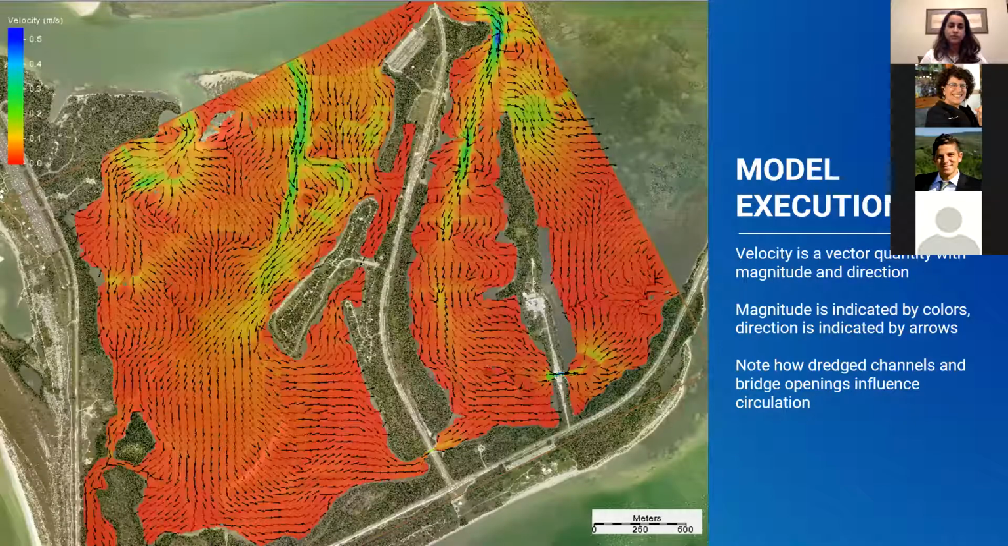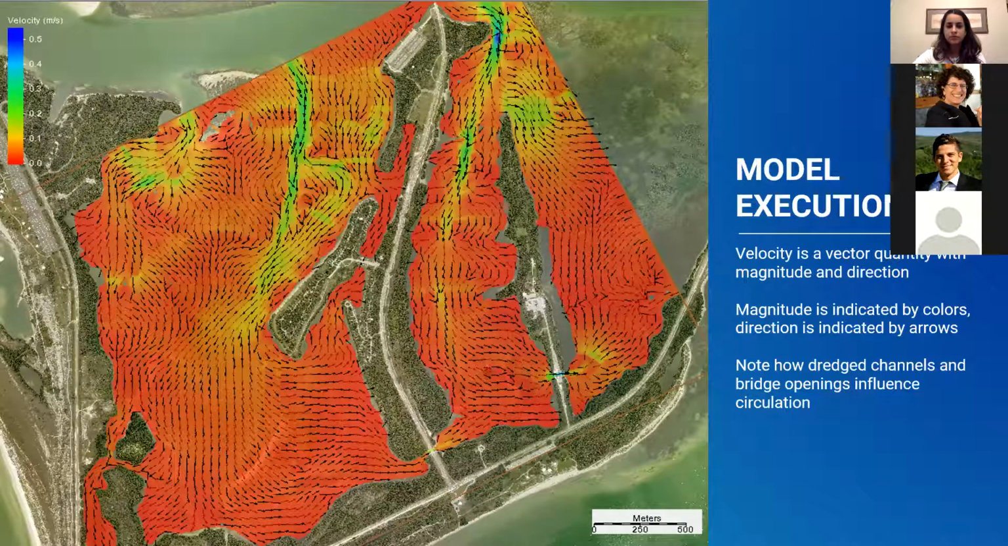So once we have all of that data, we execute the model, and that's what you can see here. This is your quintessential modeling photo, where you can see all of the flow arrows coming through, showing the direction of the water. And it's important to remember that velocity is basically what our model is giving us. Since velocity is a vector quantity, it has a magnitude and a direction. The magnitude here is represented by colors, and the direction is represented simply by the direction of the arrows. So looking at this, you can see where the water is flowing, and how fast it's flowing, which is a pretty cool tool to have.